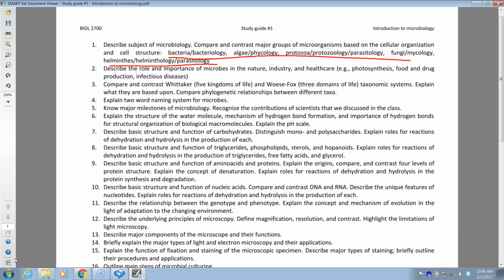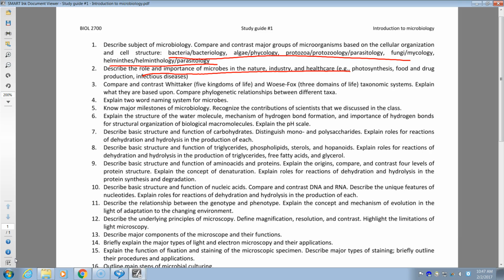Understand why bacteria cannot form multicellular structures. Why? They can't communicate well. Okay. You may not see that exact answer, but you have to understand it's about communication, the inability to establish proper communication. Role and importance of microbes in nature, industry, healthcare. Be able to give examples. Okay?